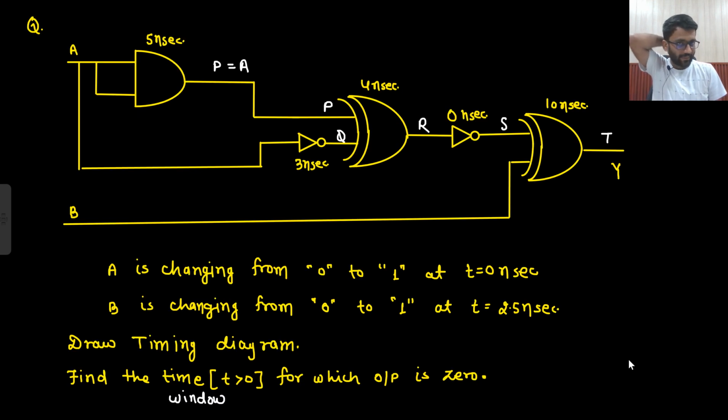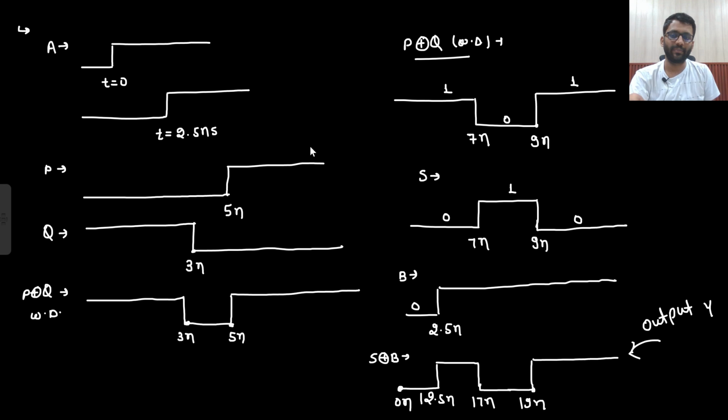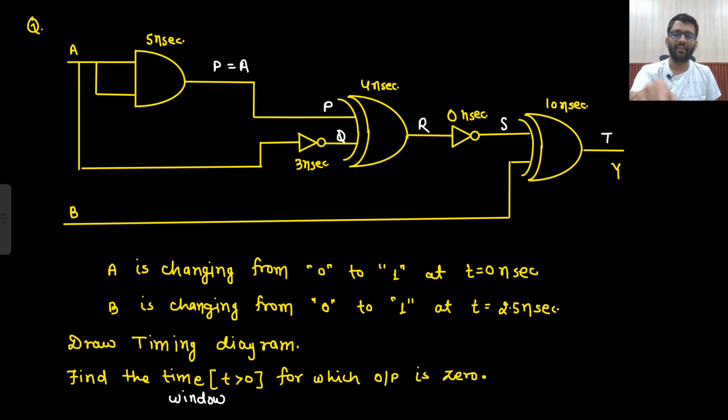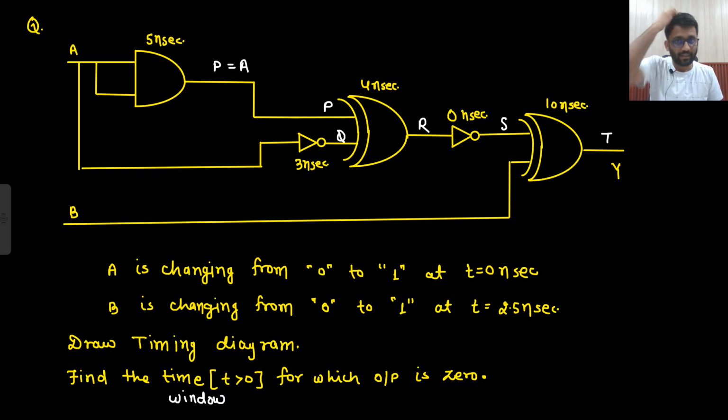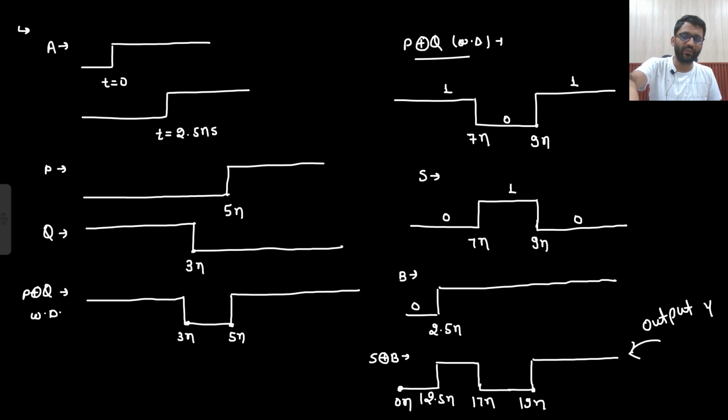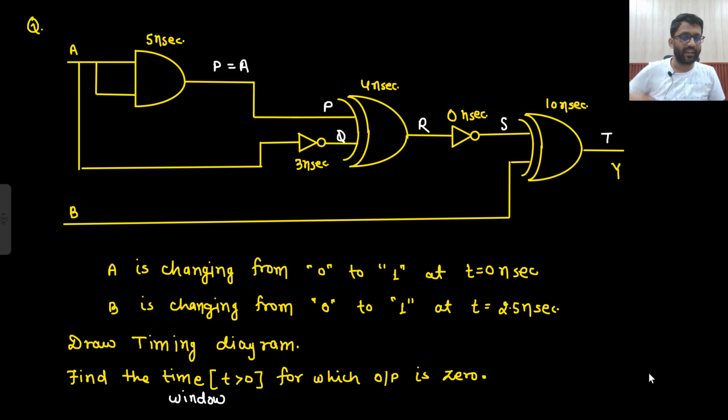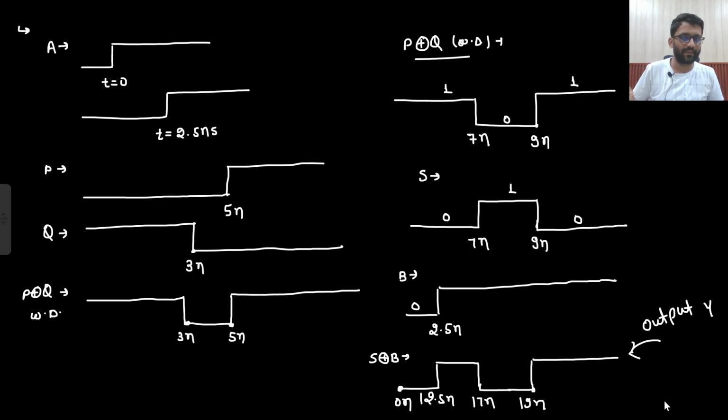First one is simply A with 5 nanosecond delay. Then we had Q, which is 3 nanosecond delayed and inverted. Then we had XOR of these two. So 1 0 1 0 0 1 0 1. So that we got without delay. Right? Then we introduce a delay of 4 nanosecond. So 4 plus 3 7 and 5 plus 4 9 nanosecond.